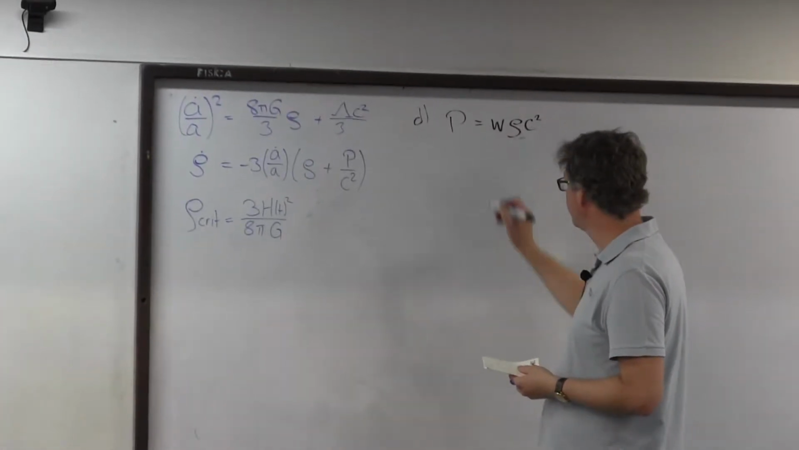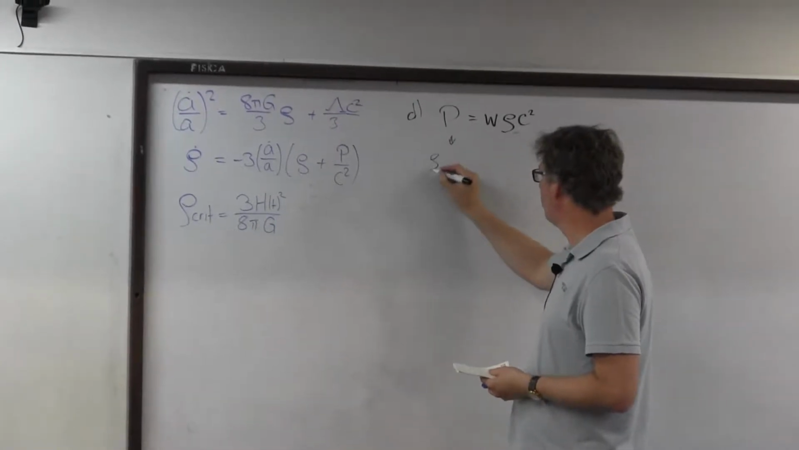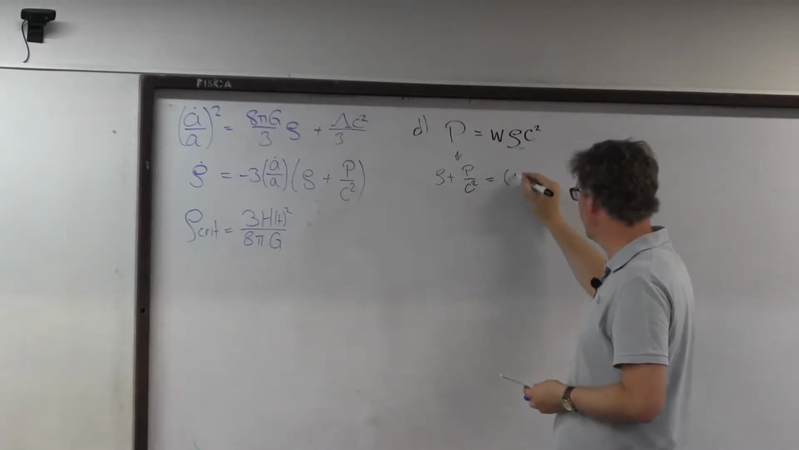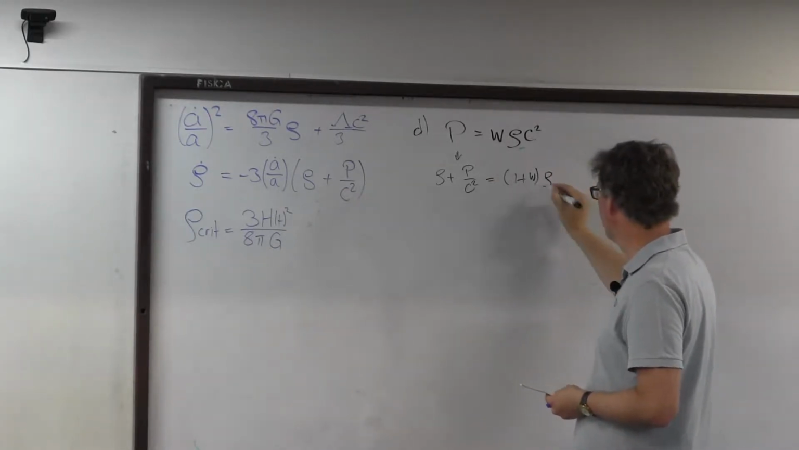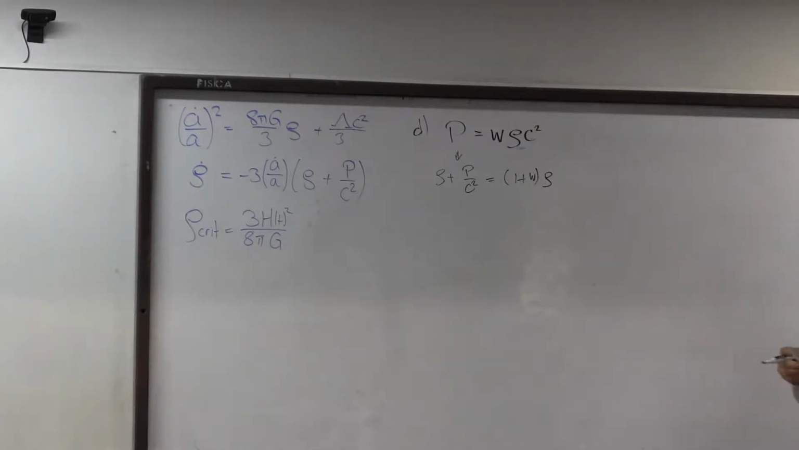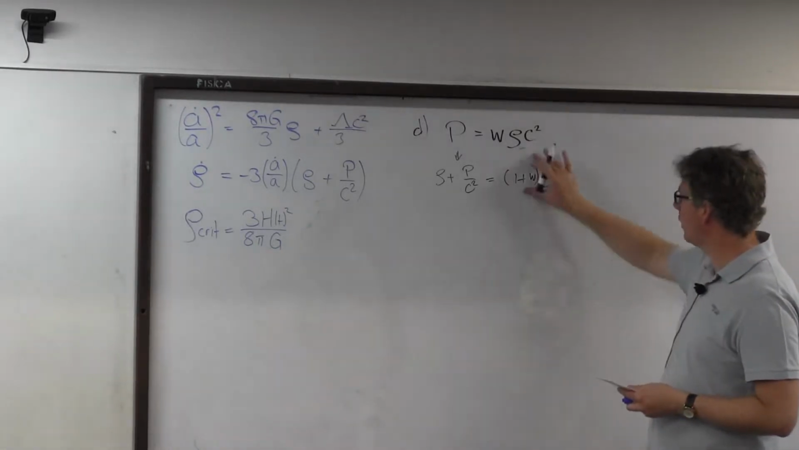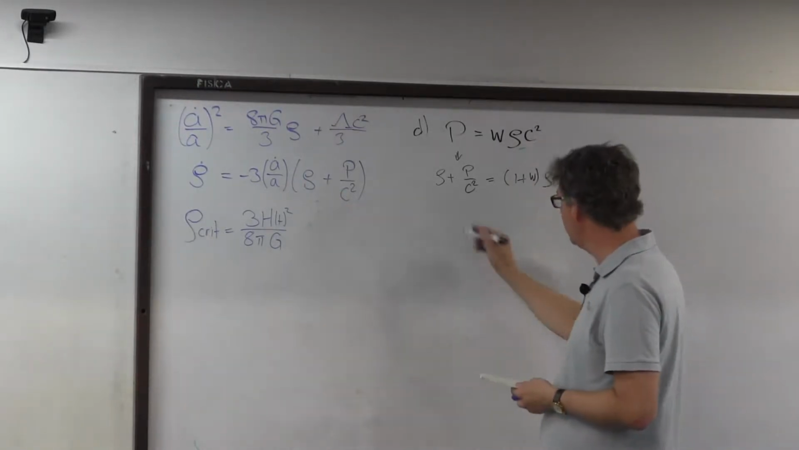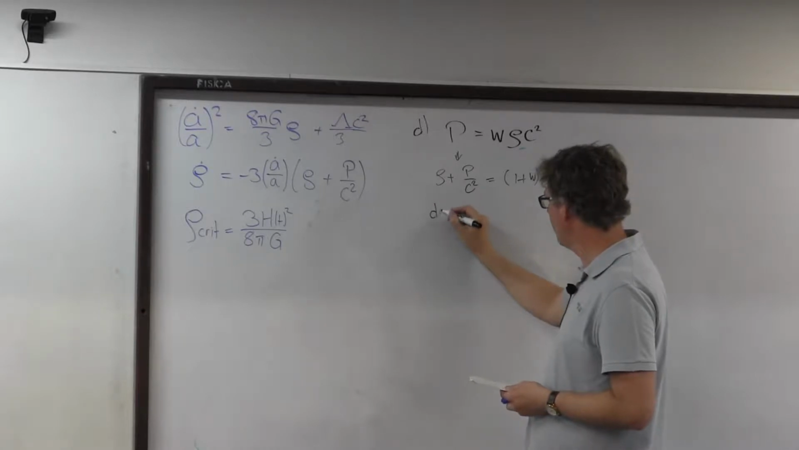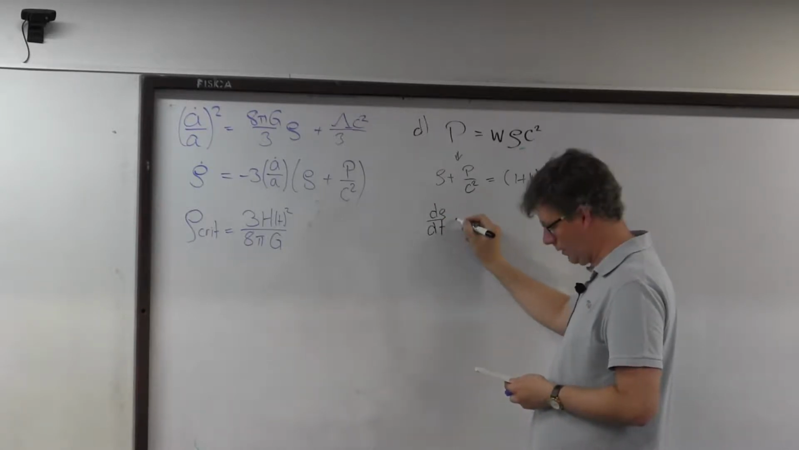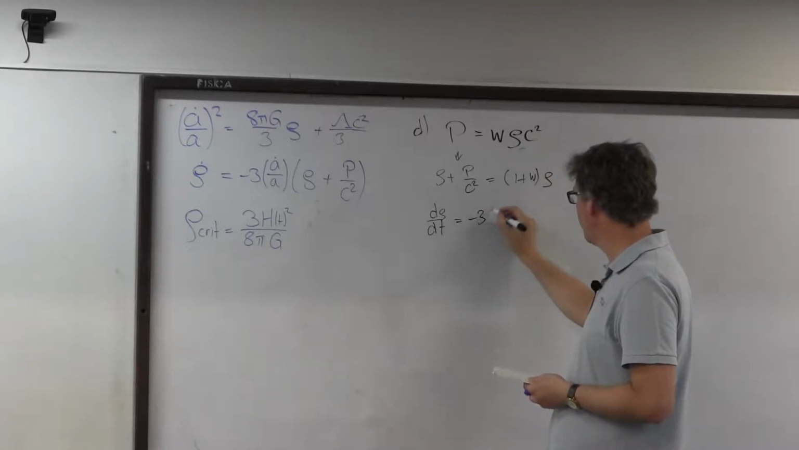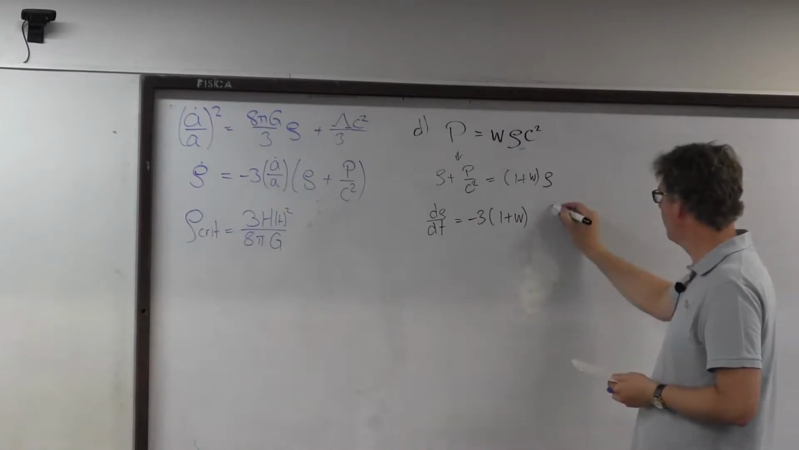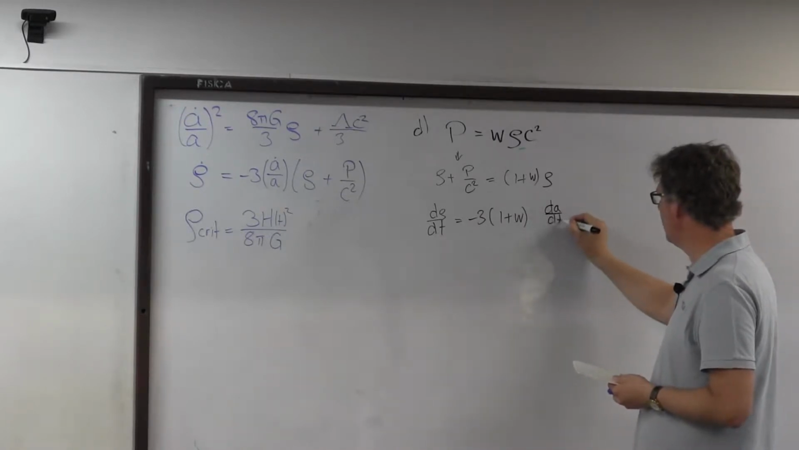So if I put that in, that means that rho plus P over c squared, this term here, of course, is only 1 plus W times rho. Okay, so that nicely simplifies this. And you put that in here. And what you have is d rho dt equal to minus 3, 1 plus W, and here you have dA dt over A.